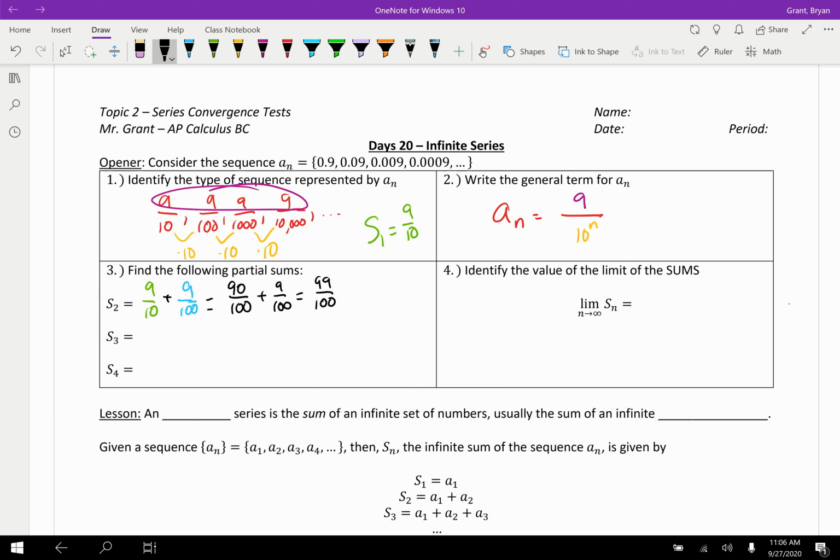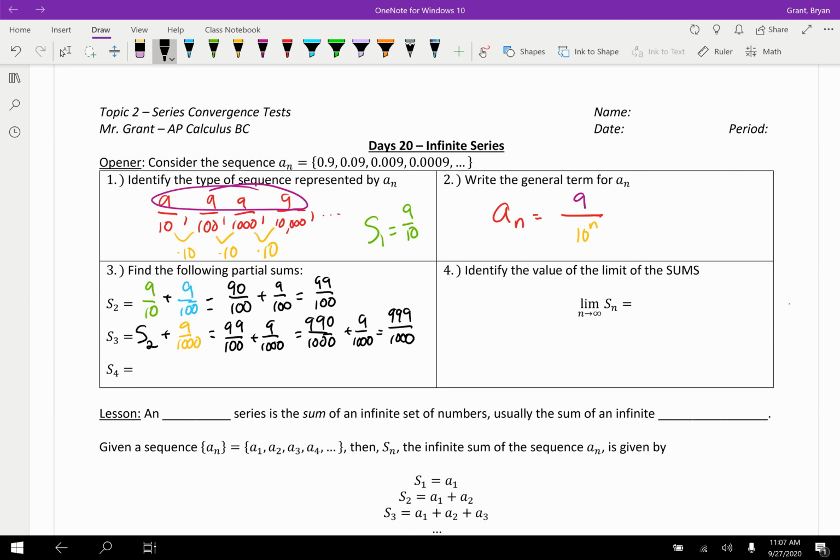Well, S sub 3 is going to be the first term plus the second term plus the third term. But notice that we've already added up the first 2 terms. So really all S3 is going to be is the second partial sum, which is 99 one hundredths, plus the third term, 9 one thousandths. Again, we'll have to multiply the first one by 10, and then with a common denominator, we get 999 divided by 1,000.